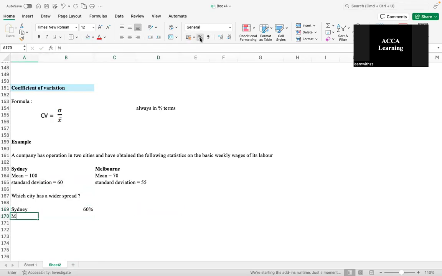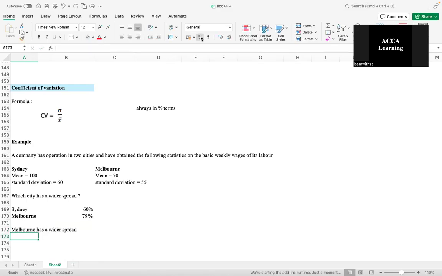And then when you talk about Melbourne, okay, Melbourne has a standard deviation of 55 and your mean is 70. So your percentage terms would be 79%. So here we can clearly see that Melbourne has a higher variation in weekly wages for the company. So this is the one which has a wider spread. You could write Melbourne has a wider spread. Okay.